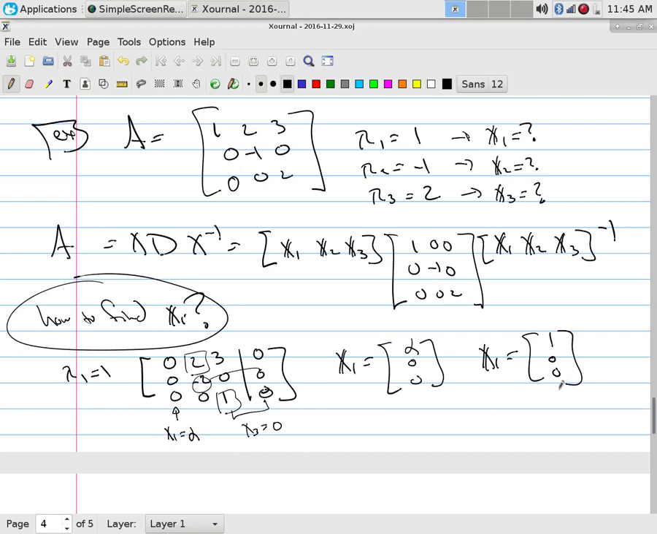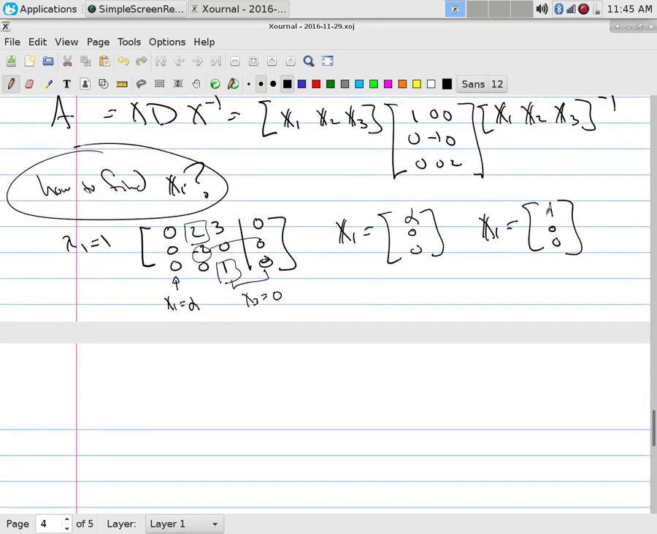You don't care about the size, it's just the direction. It could have been 2, could have been 3, could have been half, right? We could pick anything we want.